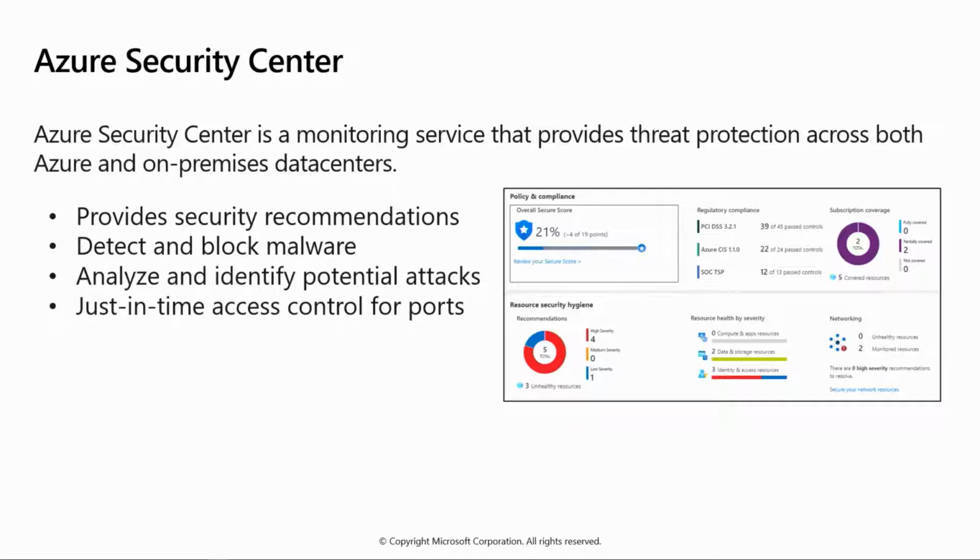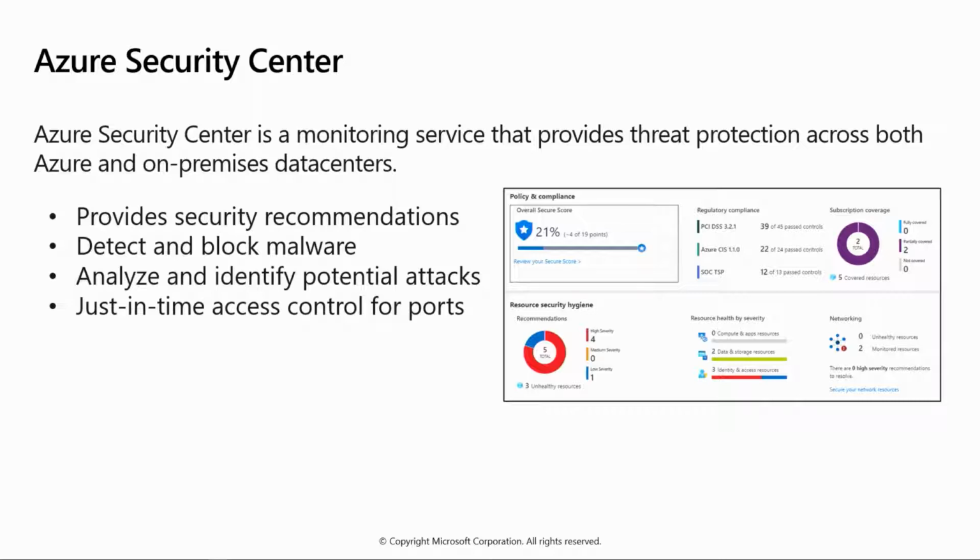Now this comes in two different options. The first one is the free tier, and this is something that's automatically included in your Azure subscription. This is limited to only assessments and recommendations of your Azure resources. So if you are interested in connecting this to your on-premises data centers, you may want to look at the standard tier. Now this tier provides a full suite of security-related services, and this includes continuous monitoring, threat detection, just-in-time access control, and so much more.